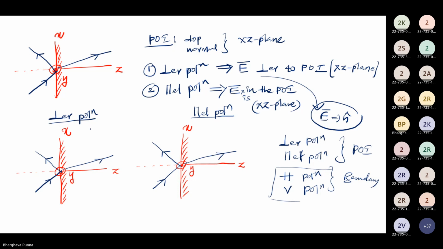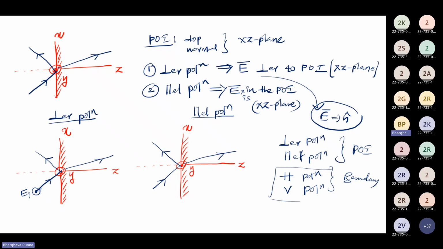Perpendicular to the plane of incidence. That means perpendicular to the x-z plane. Perpendicular means it should come out of the screen. So the electric field should come out of the screen like this. Here we are going to represent the E field, H field, and direction of propagation.